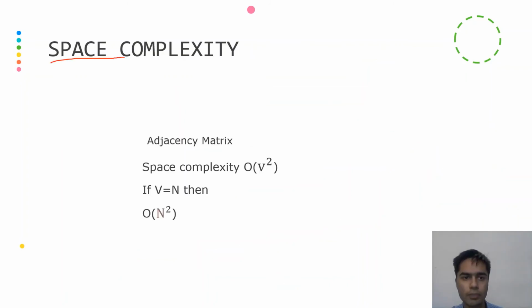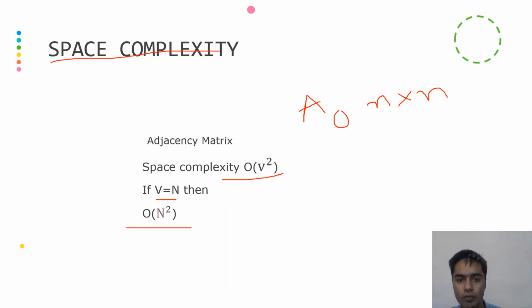Now the space complexity. To find the space complexity of this Floyd Warshall algorithm, first of all, we are required to create our initial adjacency matrix A0, and to do that we have to create a matrix of dimensions n cross n, where n is the number of vertices. Hence we can say that the space complexity is big O of V square. If the number of vertices is n, then we can say that the space complexity is also big O of n square.